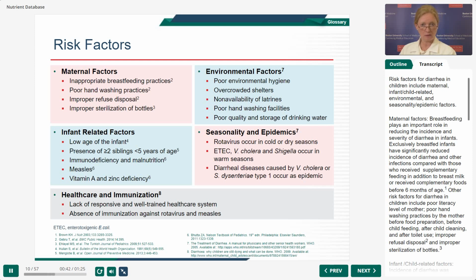Healthcare and immunization is another risk factor. As we just touched on briefly, the lack of rotavirus immunization is obviously a risk factor when you get in contact with rotavirus. Environmental factors are important. For example, areas in the world where there are no latrines and therefore a lot of contamination and feco-oral problems. Or seasonality. Certain pathogens thrive in the warm period of the year, such as Shigella, or can occur in cold periods of the year, such as rotavirus.